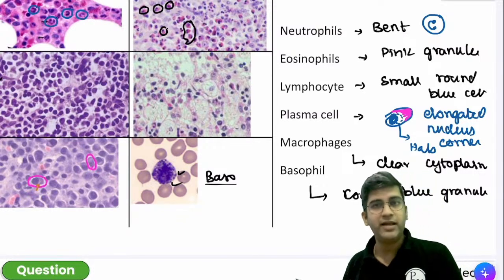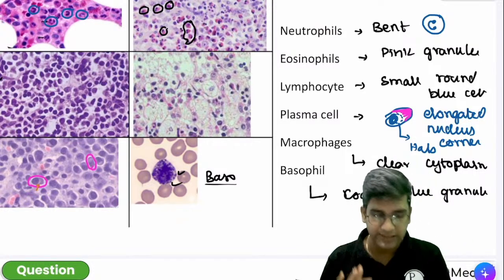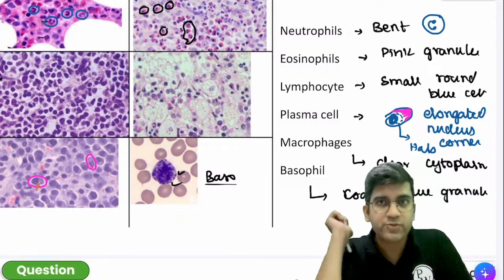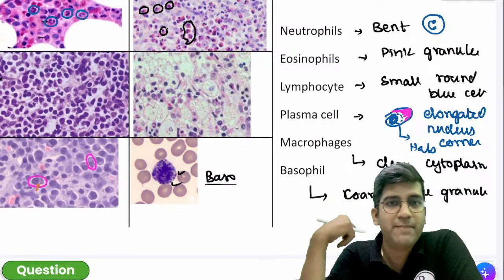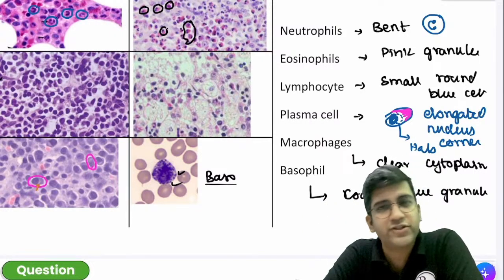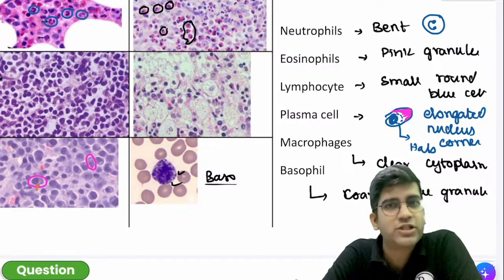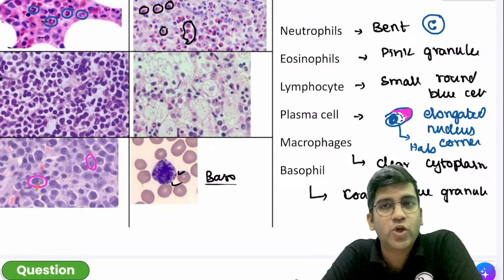Right. Now let's make superb extrapolations of all these things. If a question comes to you saying the patient had basophilia, what's the first diagnosis which comes to your mind? That's the only diagnosis I want you to think of. Basophilia, increase in number of basophil. There's a leukemia which has basophilia. Anyone, what leukemia has that?